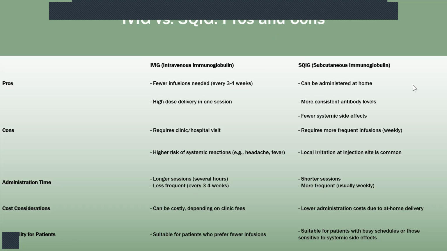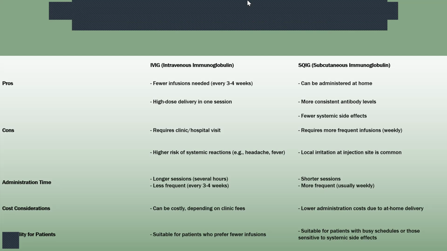Subcutaneous, this is a great way to infuse immunoglobulins because it can be administered at home. And then you also have a more consistent antibody level because you're getting more frequent, smaller infusions. And because you're getting smaller infusions, you have less systemic side effects, but it does require more infusions. And most of the time, this is weekly. You can have local irritation at the injection site, which is pretty common, but there are shorter sessions weekly, and they're lower cost because you're doing it at home.